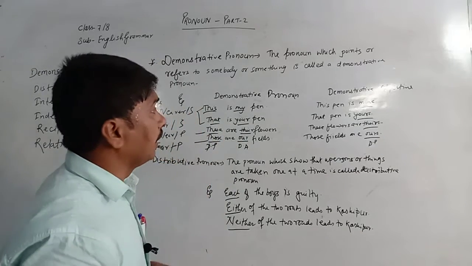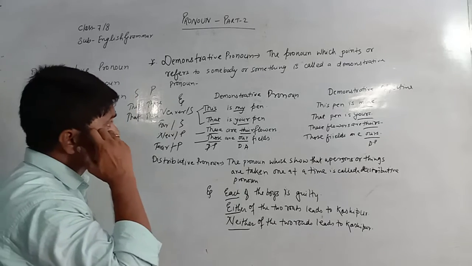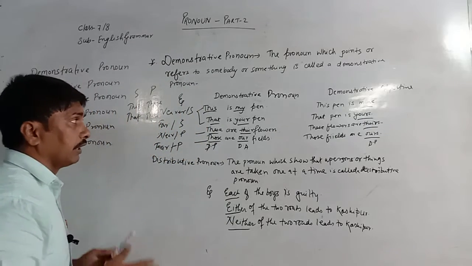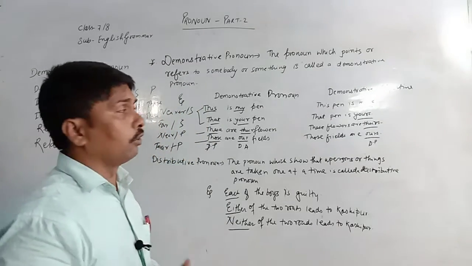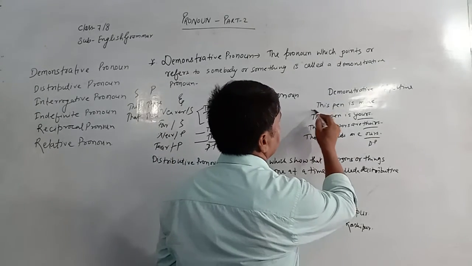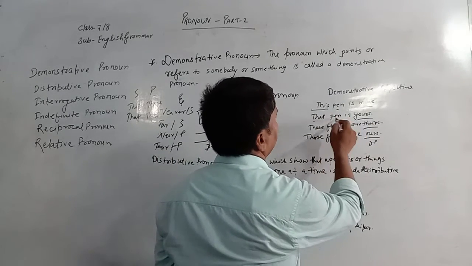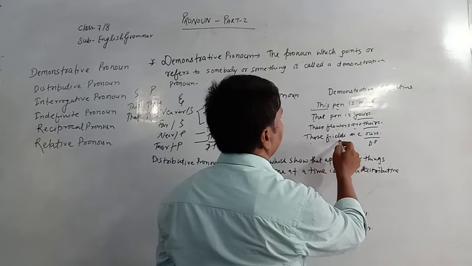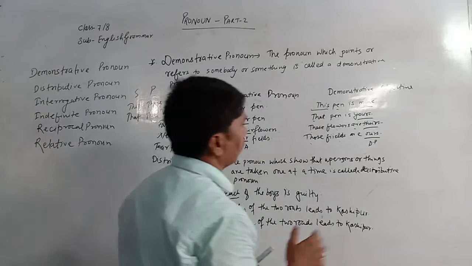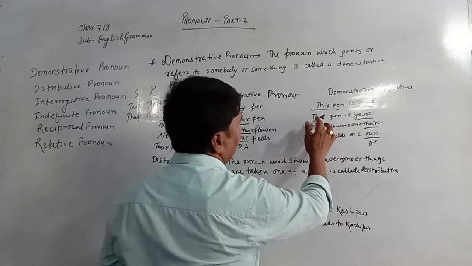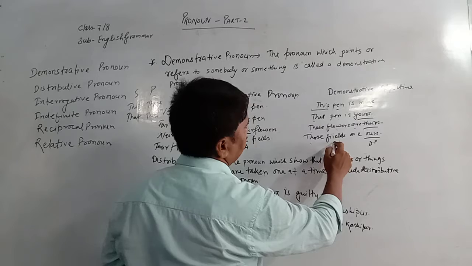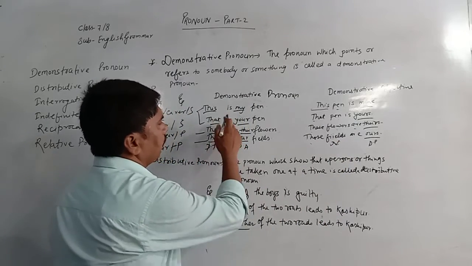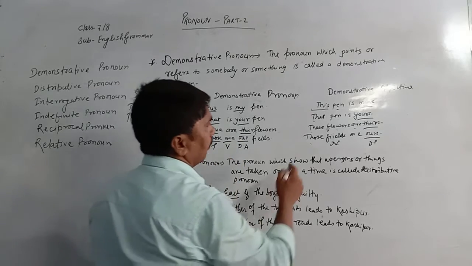And for your kind information, there is not only demonstrative pronoun, but there is also demonstrative adjective. How can we identify whether this is an adjective or a pronoun? See: this pen is mine, that pen is yours, these flowers are theirs, those fields are ours. What is the common thing? After this, that, these, those, there are nouns. And here after this, that, there are verbs.